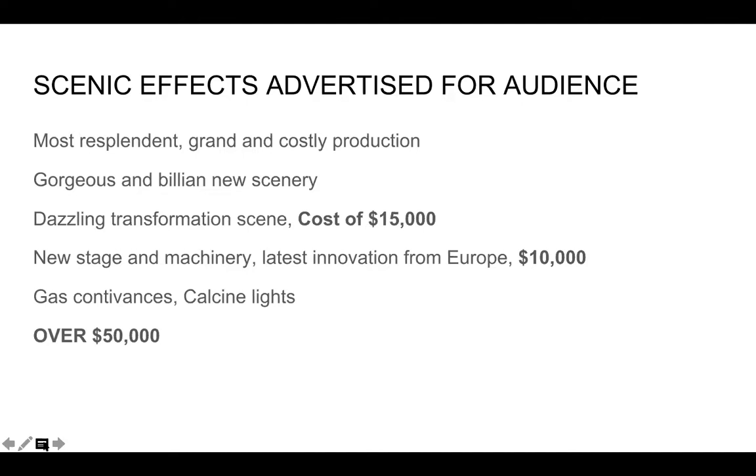$50,000. Who can translate what that would be in today's money? I mean, this is a very, very big number. And how can we even fathom that? And how much money did they have then?